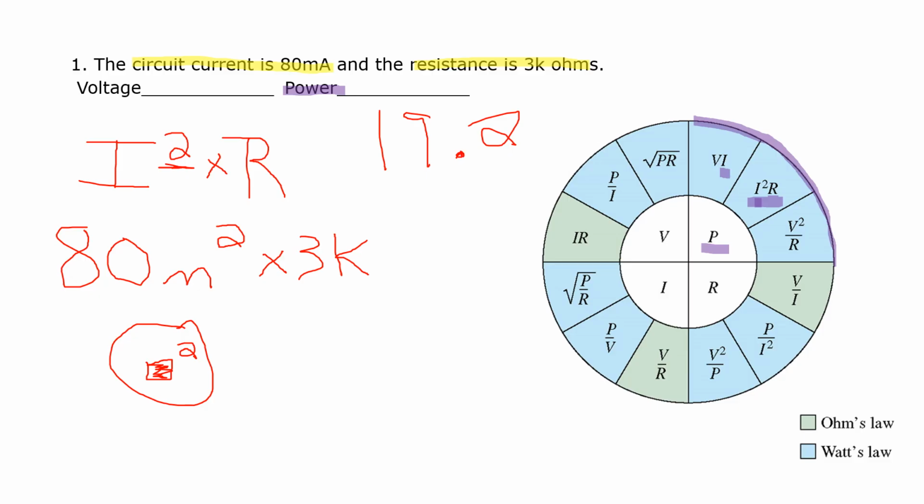19.2. Power is measured in watts, so you're going to have to put a W behind it. Again, your calculator didn't give you a metric prefix, so there is no metric prefix. You just have to put in the electrical unit that's associated with power.